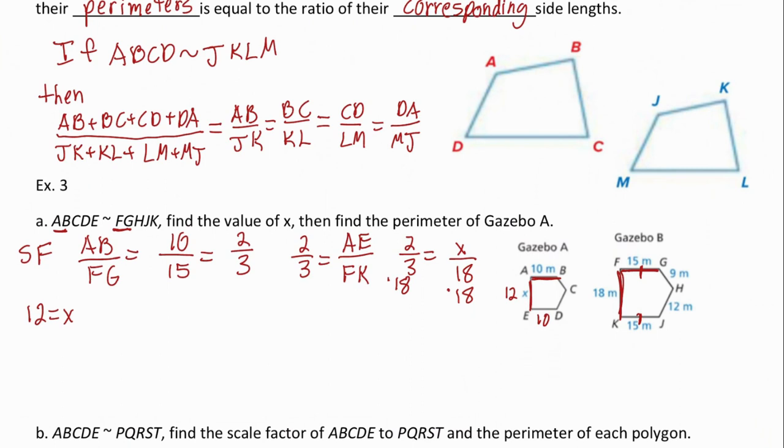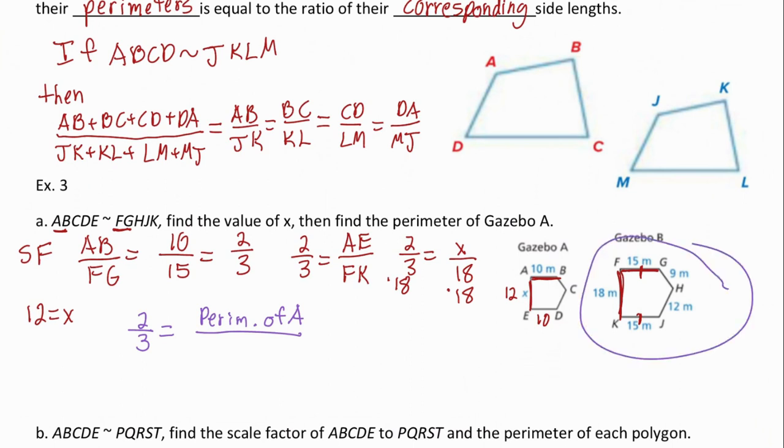And we could do a ratio for all the individual sides, or we could make our life just a little bit easier, because we know that the ratio of the perimeters is the same. So again, we have 2/3, and we're trying to find the perimeter of A. That's going to correspond to the perimeter of B, and we know what the perimeter of B is. We can add all these sides together and find the perimeter of B. So that's going to correspond to 15 plus 9 plus 12 plus 15 plus 18.